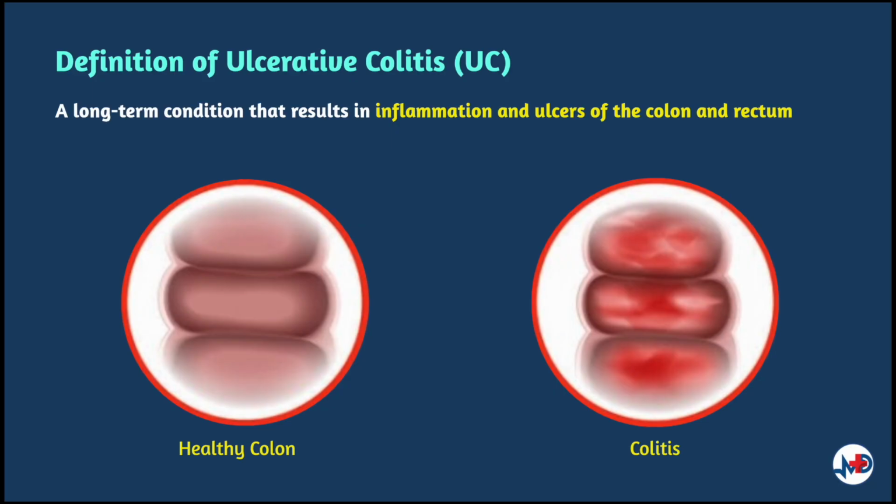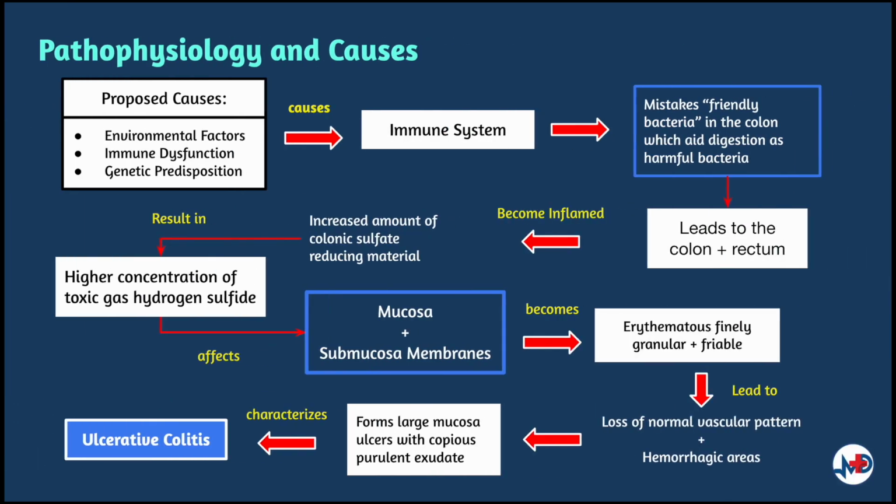Ulcerative colitis is a long-term condition that results in inflammation and ulcers of the colon and rectum. Ulcerative colitis is a condition in which the lining of the large intestine and the rectum becomes inflamed, and it is a form of inflammatory bowel disease. The exact etiology of ulcerative colitis is unknown, but the disease appears to be multifactorial and polygenic. The proposed causes include environmental factors, immune dysfunction, and a likely genetic predisposition.